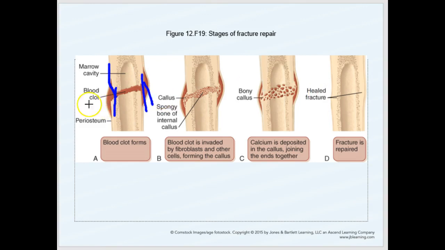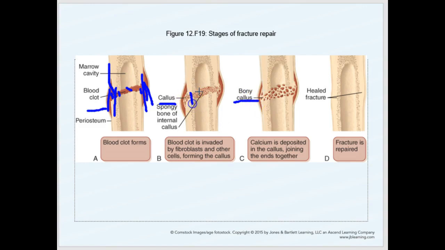The first thing that'll happen is a blood clot. White blood cells and red blood cells and platelets will move in there, clotting, and start cleaning up the mess. Macrophages will move in, and right behind them, you will actually have cells which will start to deposit fibers, and those fibers will start to form the callus. There's actually a cartilaginous precursor called a callus, which then turns into the bony callus.